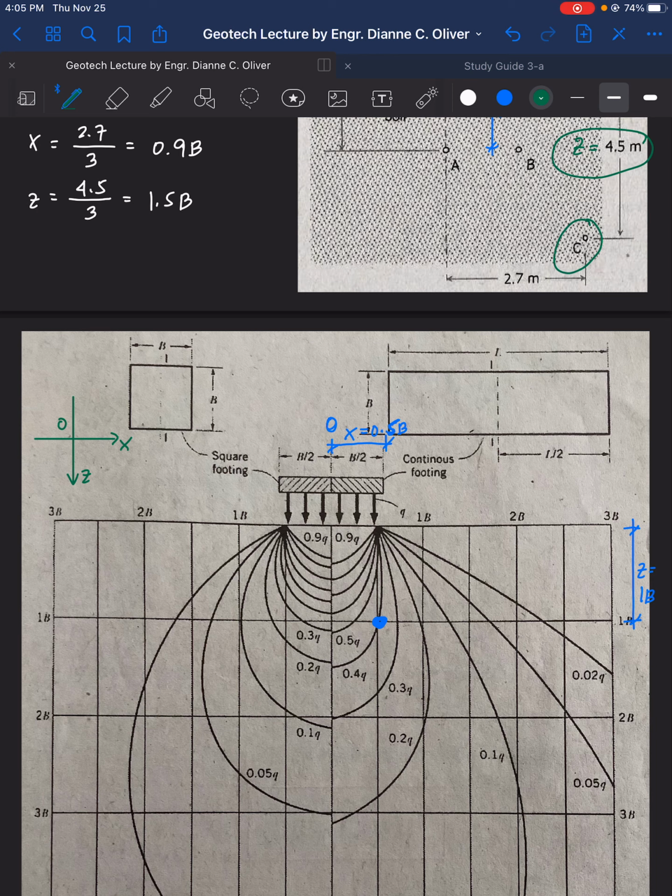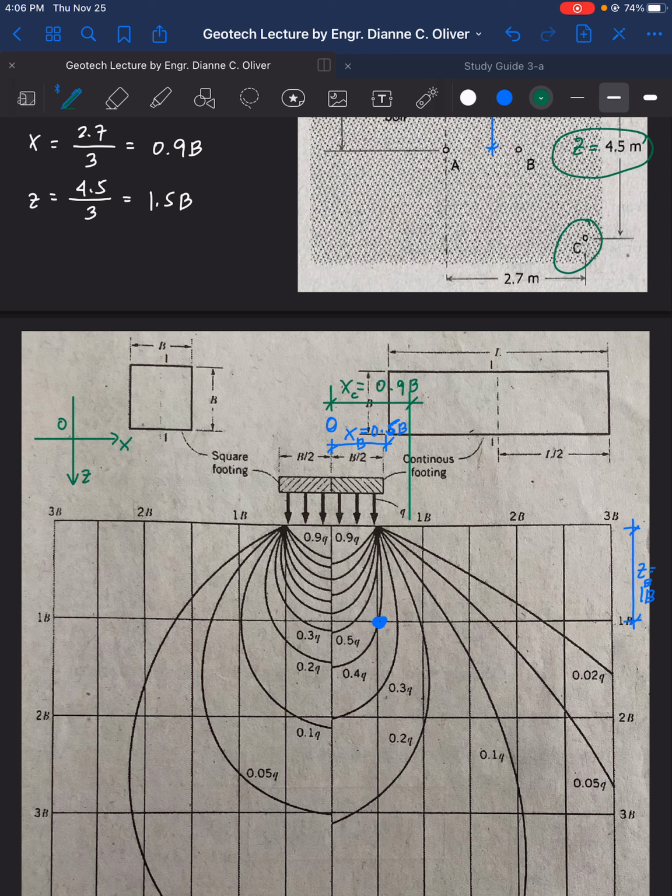Right? So x is 0.9b. If this is 1b, therefore our 0.9 is somewhere here. Therefore, x is equal to, so xc. Let's put here xb, zb, then this is xc. xc is 0.9 B.